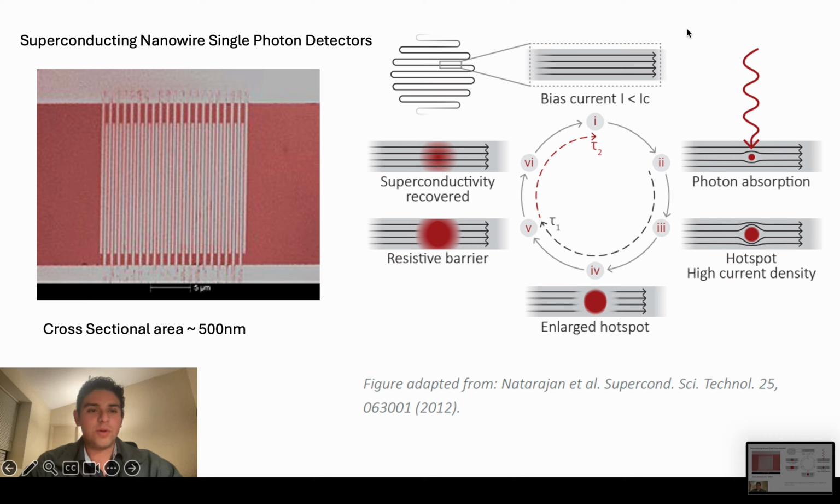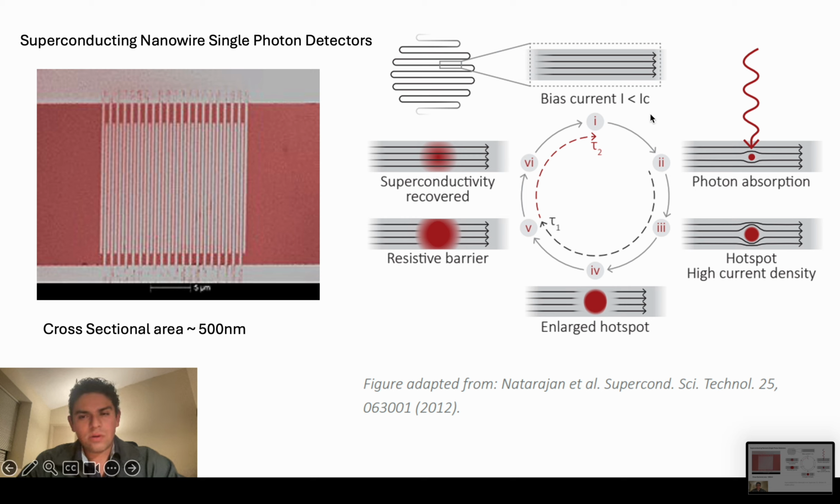Today I'm going to be talking about superconducting nanowire single photon detectors. These are very long and narrow nanowire structures that, just to give you an idea, can have cross-sectional areas on the order of a couple hundred nanometers, but usually have lengths on the order of tens to hundreds of microns. And in this video, at a high level, I'm going to go over some of the basic operating principles behind this device, and I'm going to show how we can create a basic model for how the device operates using just some basic RL circuits.